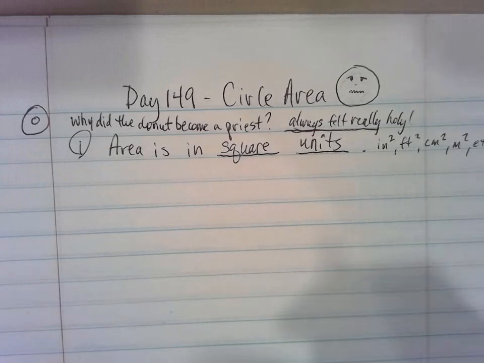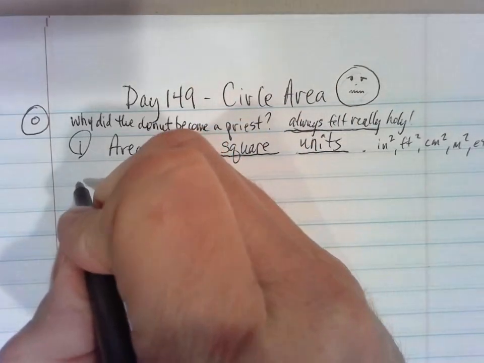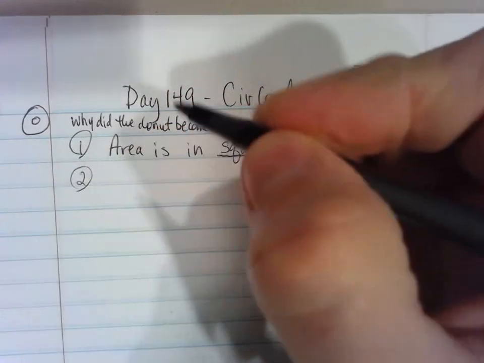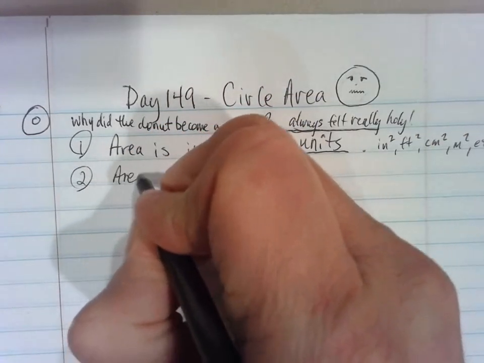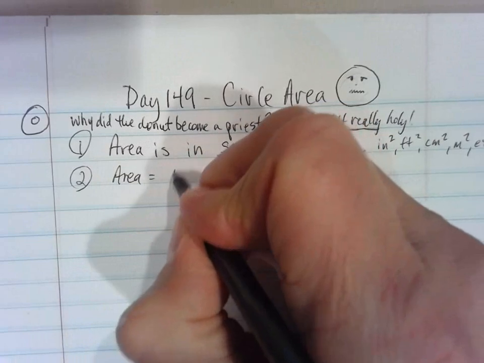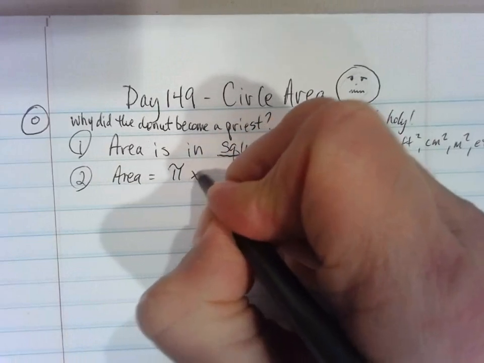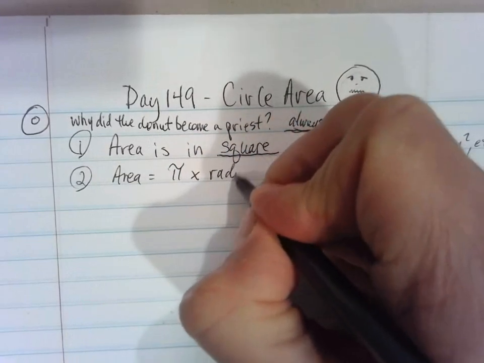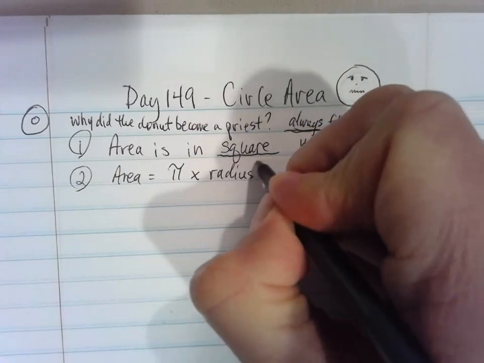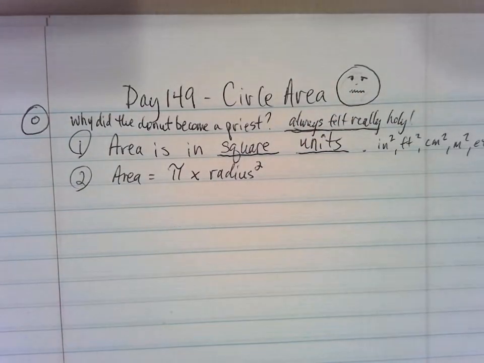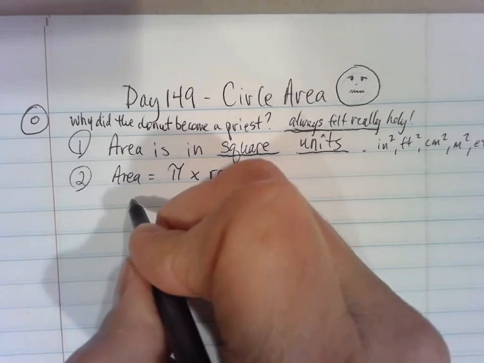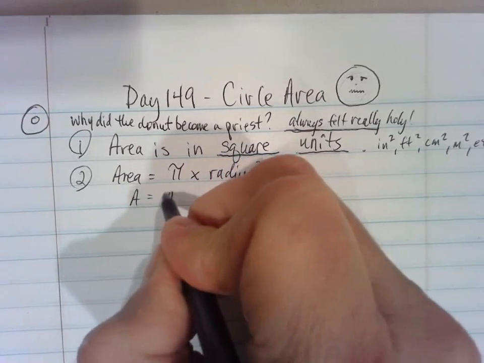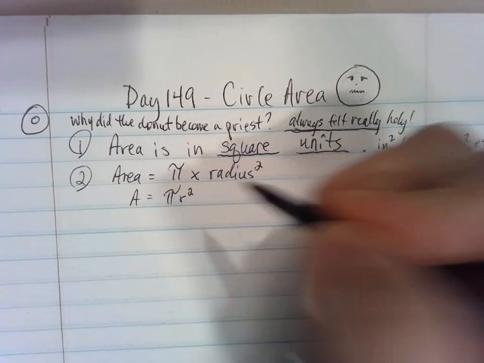The circumference formula was pi times diameter. For the area of a circle, you're going to have to do a little squaring. So it's pi times radius squared. You'll probably see it like this: A equals pi r squared.